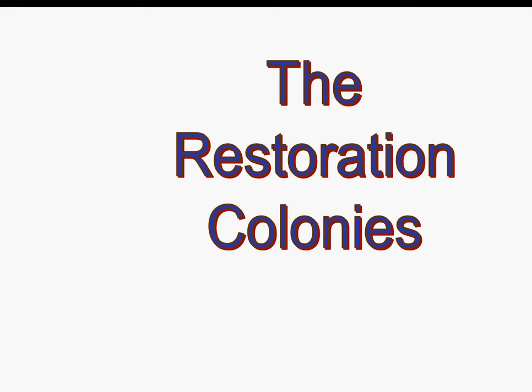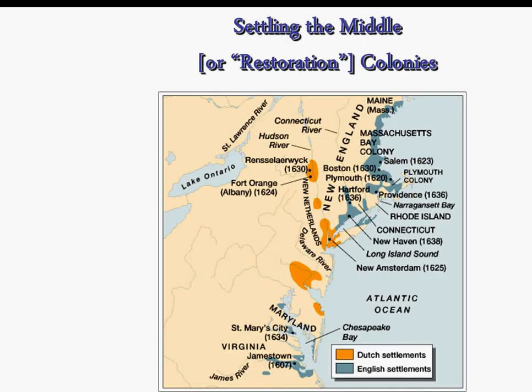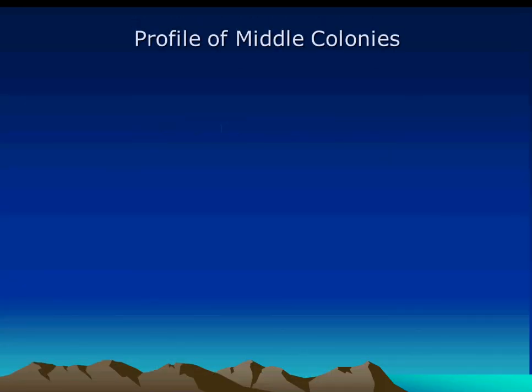They're often called the Restoration Colonies because these are colonies that come after the king has been restored to the throne after the English Civil War. This shows some settlements in the Restoration colonies. The Dutch and the Swedes will settle this area first, and then they'll be pushed out by the English. And so we'll see how this transpires.